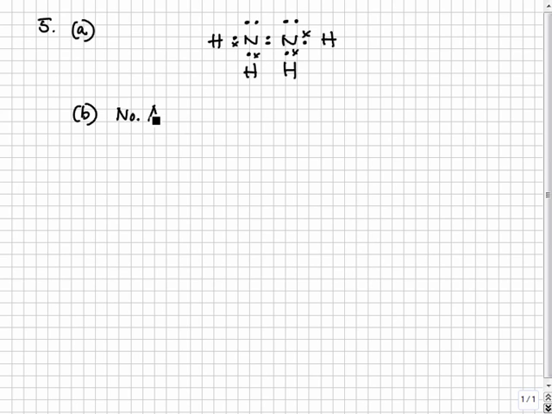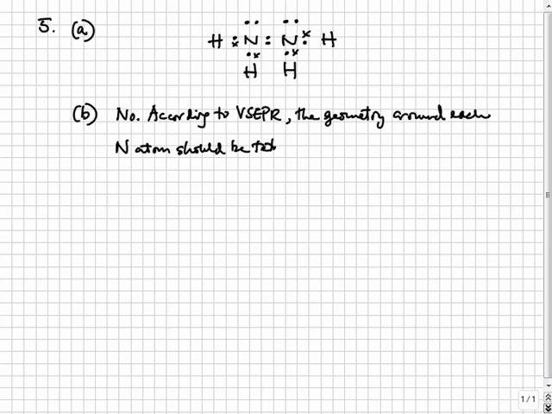B, the answer is no, this molecule cannot be a planar molecule. The reason is, according to VSEPR, the geometry around each N atom, because there are 4 electron pairs around the nitrogen, should have a tetrahedral geometry. And because of that, the molecule cannot be a planar molecule.